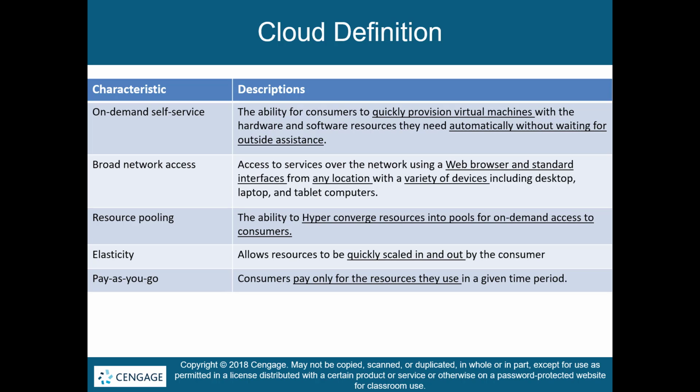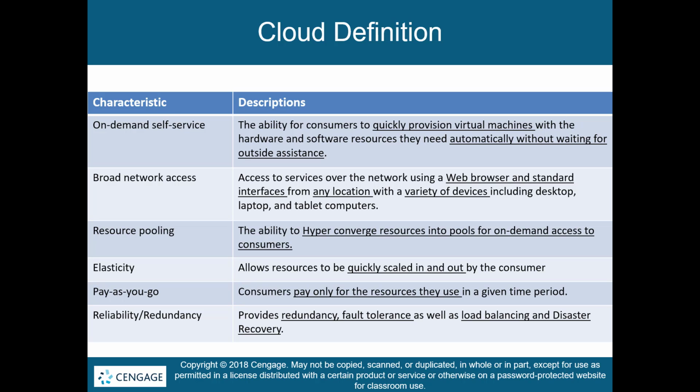Fifth, a pay-as-you-go system. As we just mentioned, consumers pay only for the resources that they're using. And then finally, reliability and redundancy. This provides fault tolerance and load balancing and disaster recovery services to the consumer. So then, by definition, if we're going to talk about something as being a cloud service, it has to have these 6 characteristics.